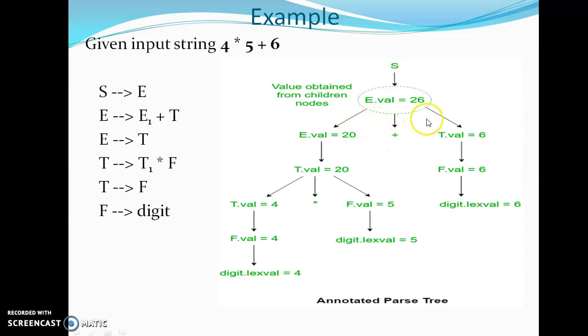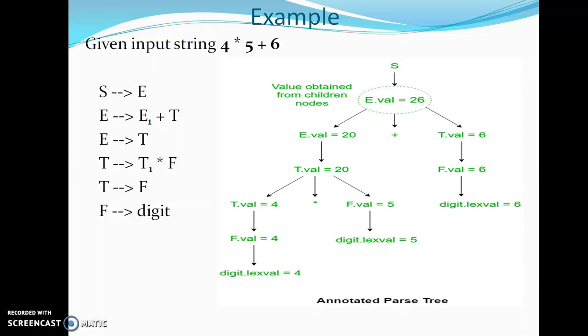Again go back, go to the last symbol, that is digit.lexval. The last value should be 6. We can use the digit 6. Then again go back. F.val is the same value. Again this is derived by T.val, that is 6. So T.val equals 6. This is calculated by E plus T. So E.val is 20 plus T.val equal to 6. 20 plus 6 gives 26. It means E.val equals 26. So our answer is 26.